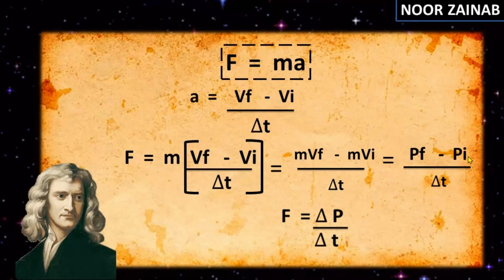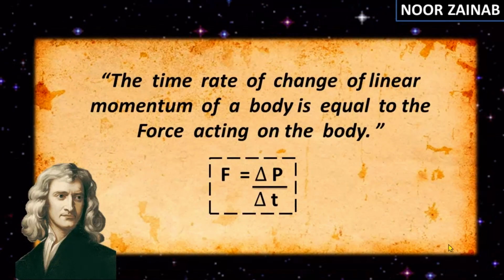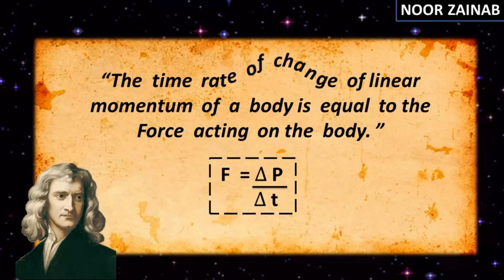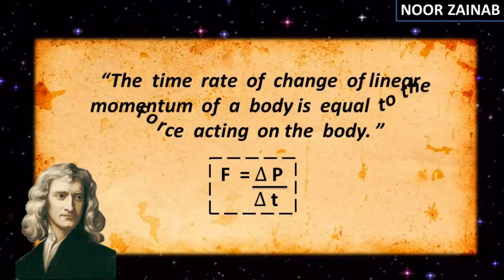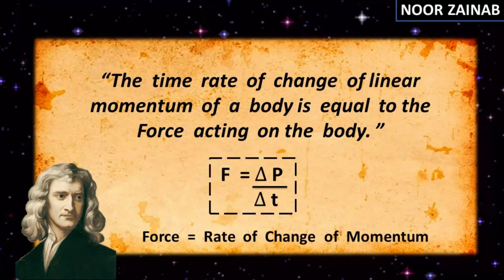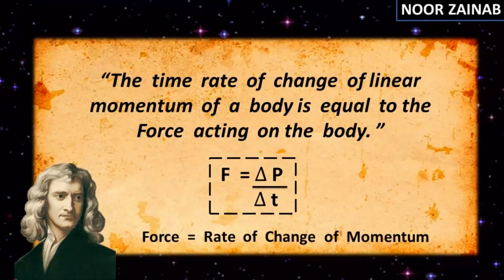In this way, we can say that m times final velocity minus m times initial velocity is equal to delta p. So here we get the relation between the force and the rate of change of momentum of an object. The rate at which the momentum of an object is changing is equal to the force which is acting on the body. Or we can say that the time rate of change of linear momentum of a body is equal to the force which is acting on the body. Hence, force is equal to the rate of change of momentum of an object.